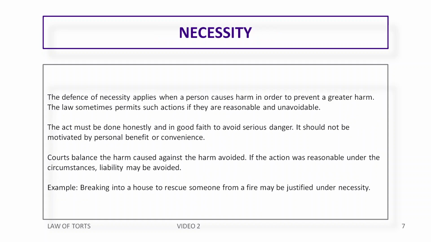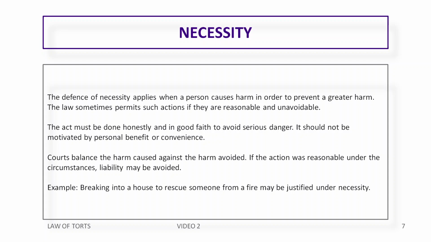The next one is necessity. The defense of necessity applies when a person causes harm in order to prevent a greater harm or danger. In simple words, the law may excuse a person's actions if they acted reasonably to avoid a more serious injury or damage. The principle is based on the idea that sometimes it is better to cause a smaller harm to prevent a bigger one.